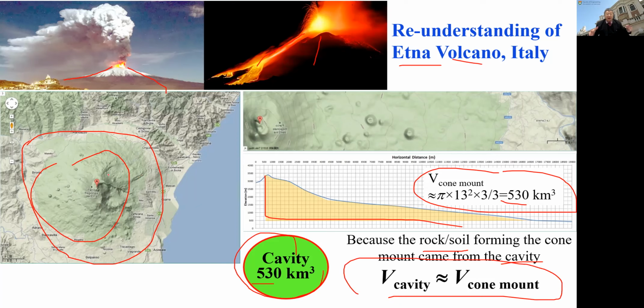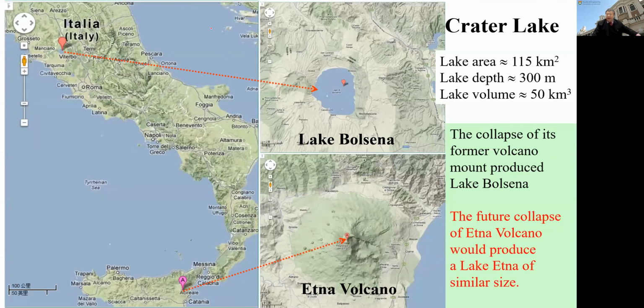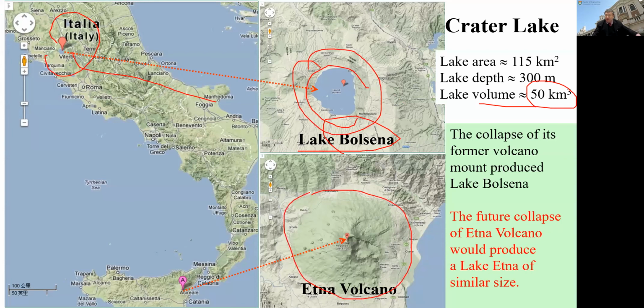So it means here is a big chamber or cavity below the cone mountain of Italy. So then this in Italy is called the lake Bolsena. The volume of the lake is about 50 kilometer cube. So then this size range here is the same size as this one. So in a way, the collapse of the former volcano mountain produced a neck, basalt. So then the future collapse of Italia volcano, the cone mountain, will produce a neck of similar size. So here will be another neck after the collapse because the bottom is empty. The gas comes out. So that's the reason.